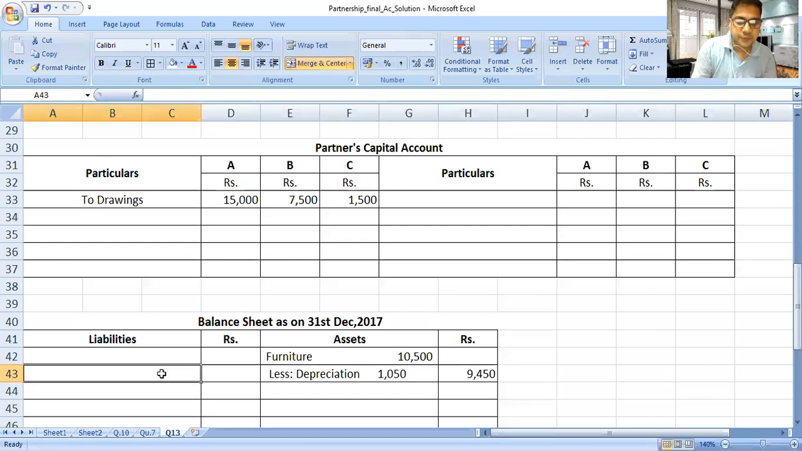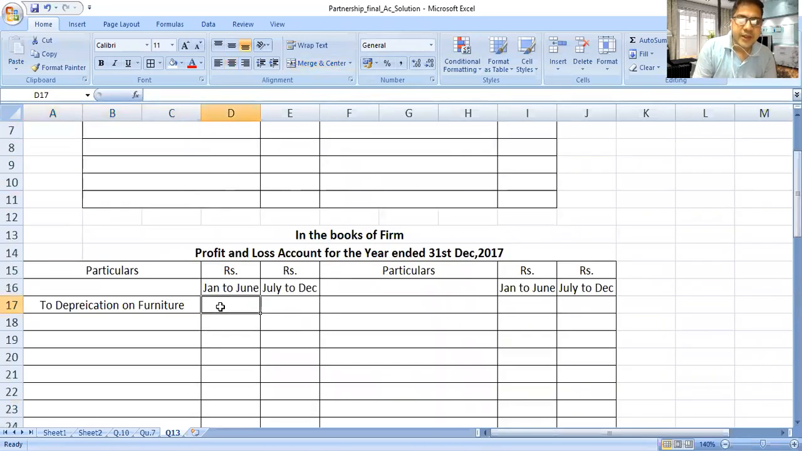Now, this particular depreciation for the entire year, we will divide equally, because January to June is 6 months and July to December is 6 months. So we will divide this 1,050 equally, 525 each. I hope you understood. It's very important. We will divide it like this.